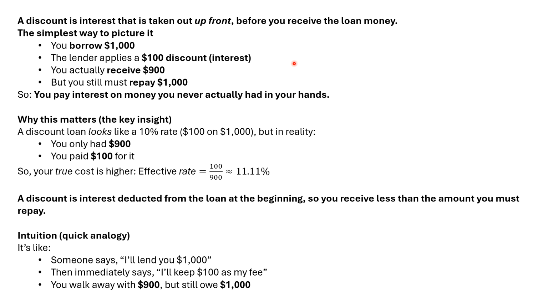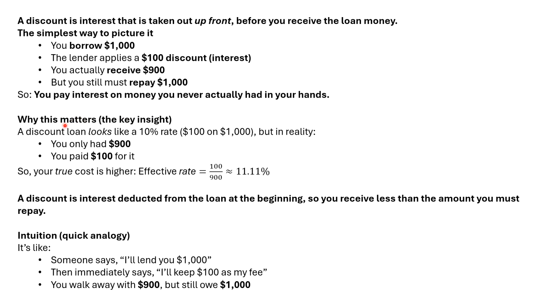Let's talk about discount next. A discount is interest that is taken out front before you receive the loan money. The simplest way to picture it is in this example here. You borrow $1,000. The lender applies a $100 discount, interest effectively. You actually receive $900 at the beginning of the loan, but you still must repay $1,000 at the end of the loan. So you pay interest on money you never actually had in your hands.